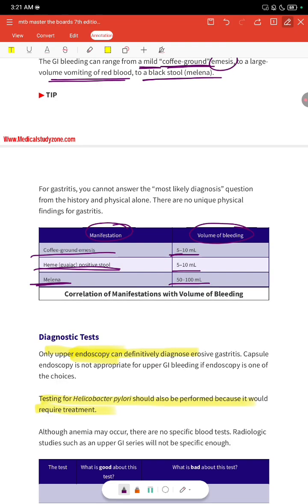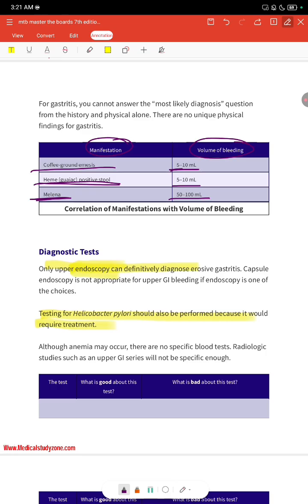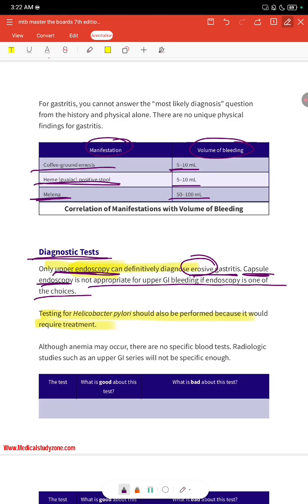Correlation of manifestations with volume of bleeding. Diagnostic tests. Only upper endoscopy can definitively diagnose erosive gastritis. In order to check for the erosions caused by gastritis, you have to do upper endoscopy. Capsule endoscopy is not appropriate for upper GI bleeding if endoscopy is one of the choices.